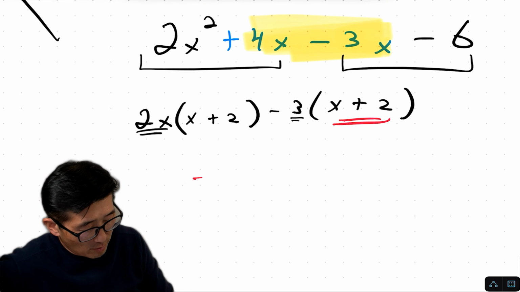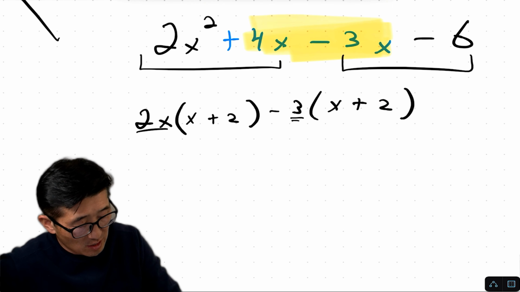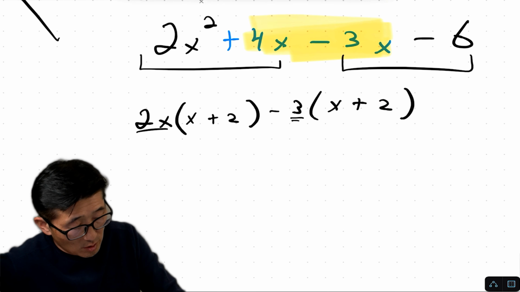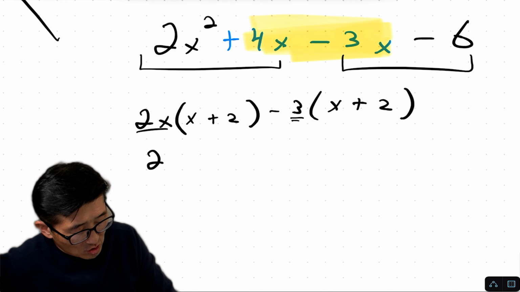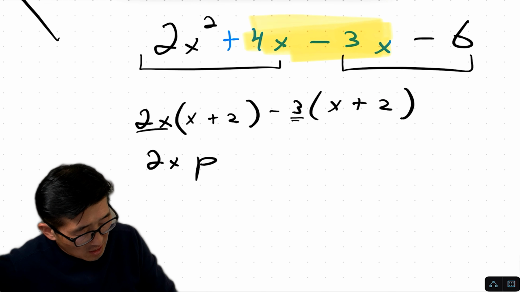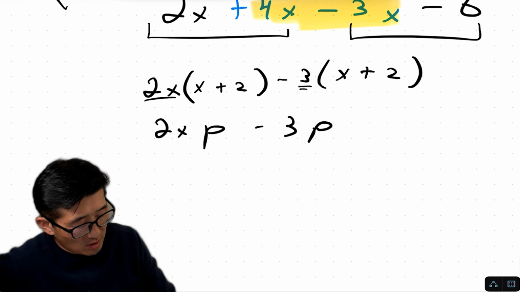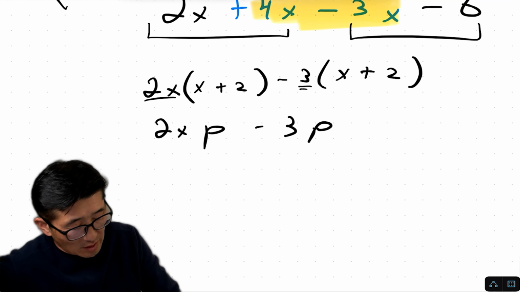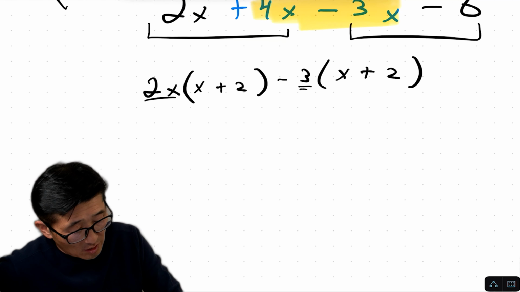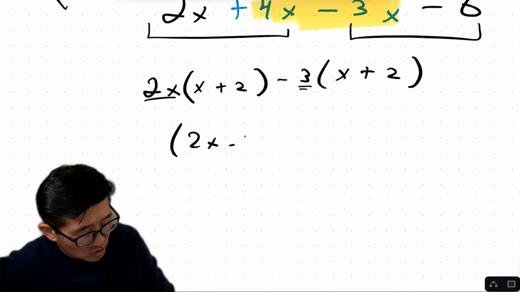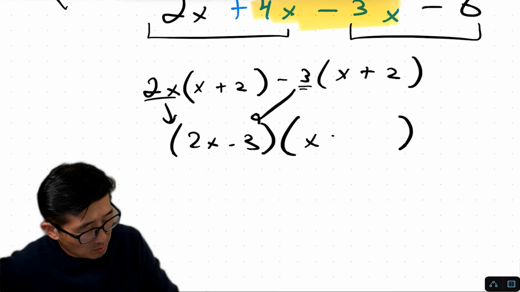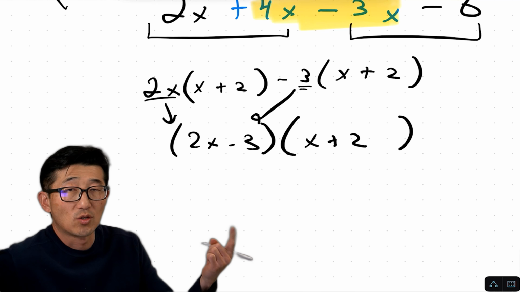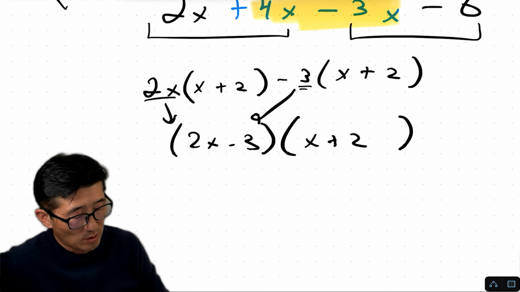Maybe this will make it more clear. You can also rewrite this like this: it's kind of like adding 2x p minus 3p, and you factor out the 2x in the front. Actually, no, forget it. That's gonna make it worse. I'll just go like this: 2x minus 3. That's this one, and that's that one, right? And then behind will be x plus what? 2. Yeah, you can reverse the order as well.